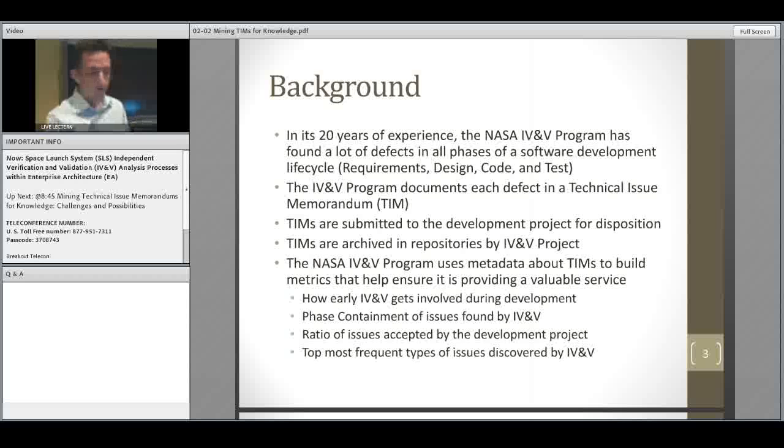And also a brief note here is we are in fact already mining these TIMs for knowledge. Our program uses metadata about these TIMs to help build metrics that ensure that we are providing a valuable service to our stakeholders. The things listed here are a couple of things that we try to answer and use that information to help determine how well we're doing.